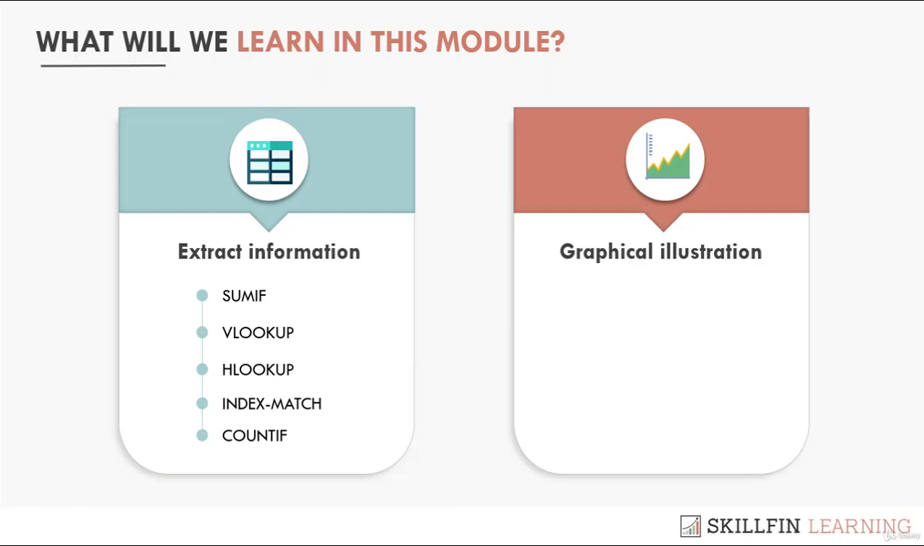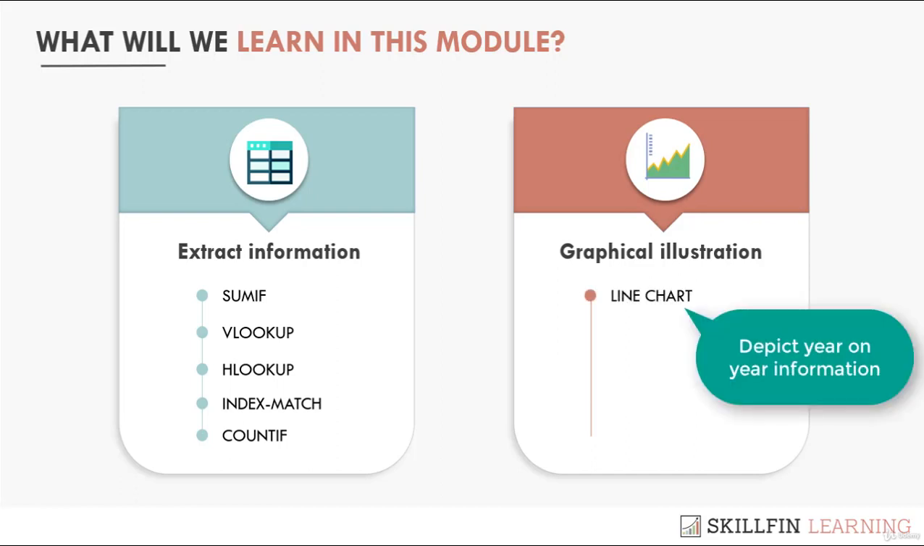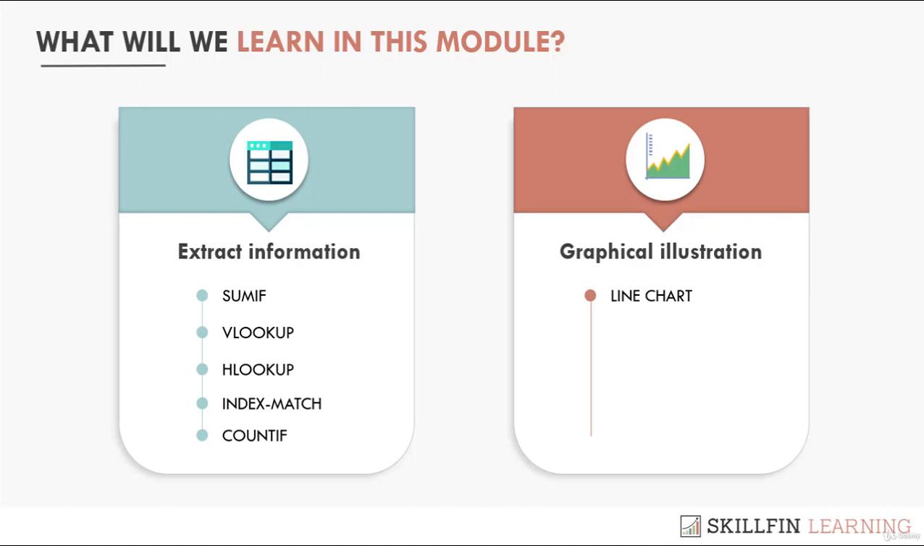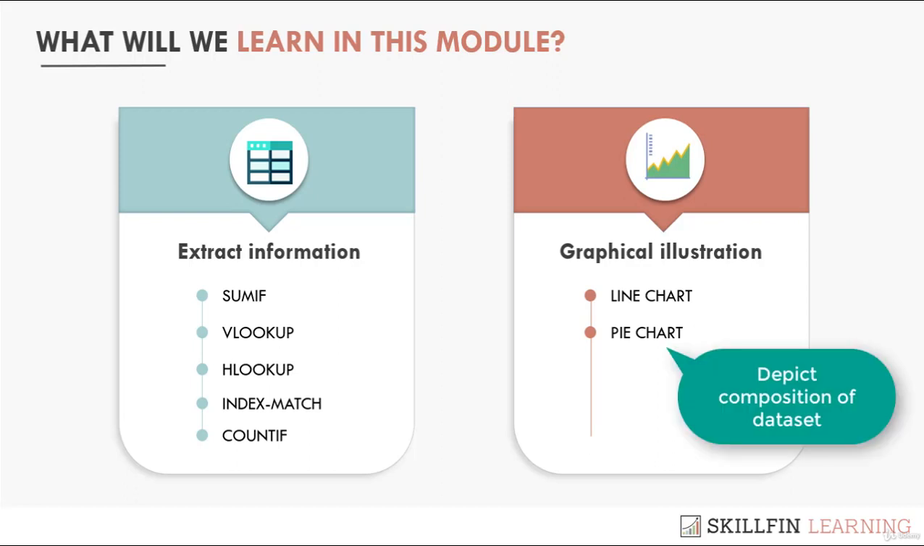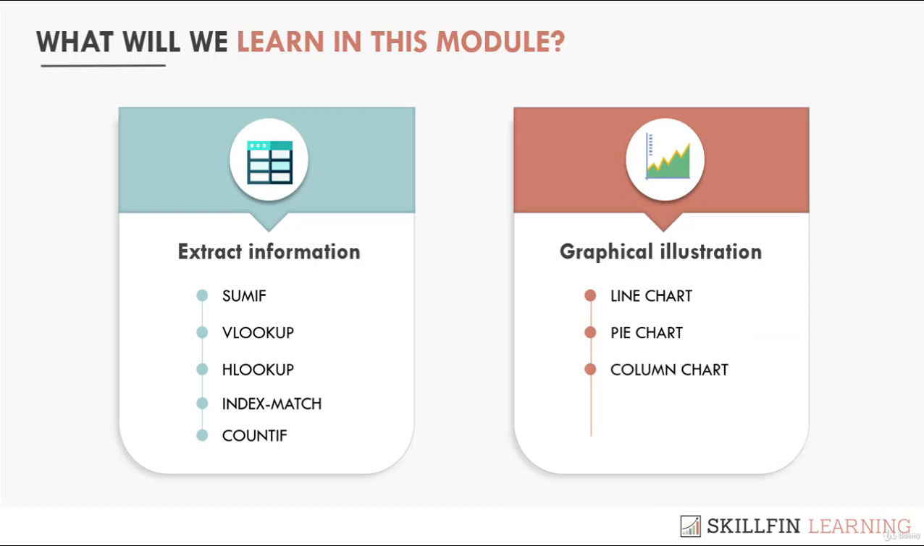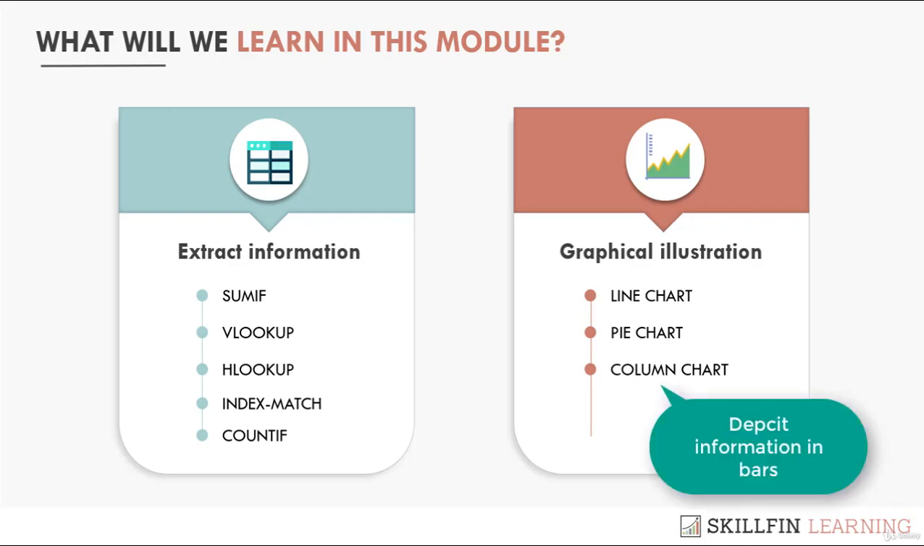Once we have extracted data, we will move to understanding how we can graphically illustrate data in a meaningful way. To do this, we will look at the following functionalities. First, we will see the line chart functionality in Excel, which will help us to depict information through lines. Second, we will move to look at pie chart, which will explain the composition of a particular dataset. Third, we will illustrate how to use a column chart to depict information in bar chart formats.